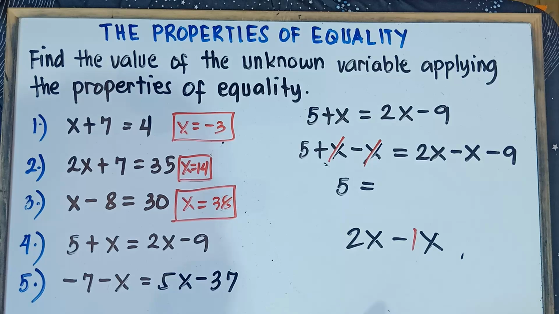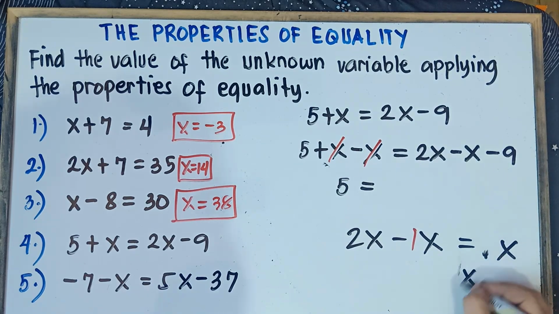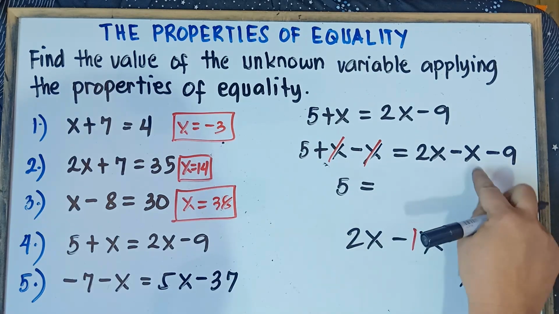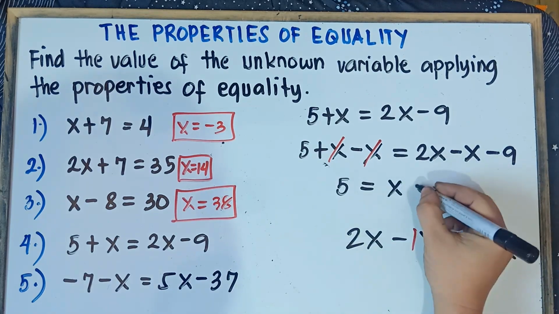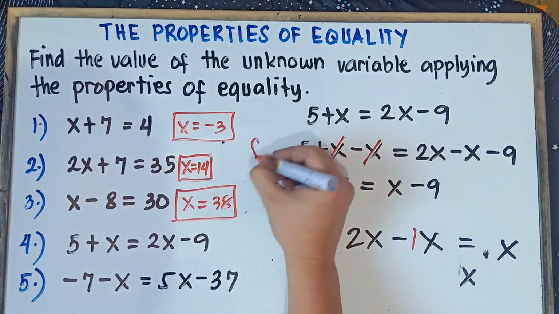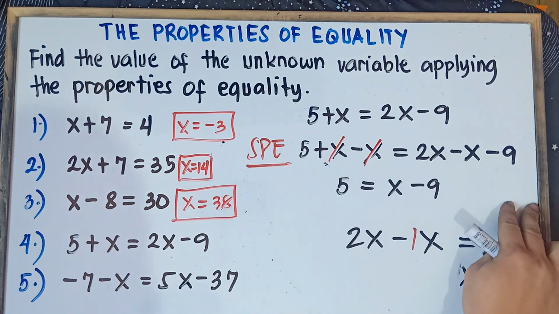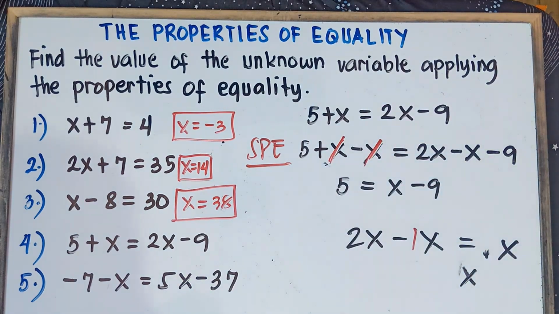Understood that there's 1 here. So 2 minus 1, that's 1. Simply copy x, or we can just simply write x. 1x is just the same with x. So 2x minus x, that would be x. And then minus 9. Alright, so we're almost done. So once again, we apply subtraction property of equality. We subtract both sides by x so that we can cancel this out.